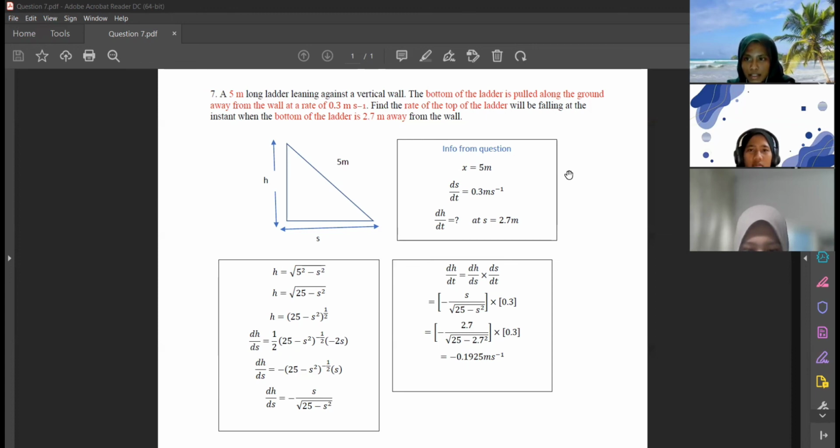0.1925 meter per second. So the rate of the top of the ladder is negative 0.1925, which is less than the rate of the bottom of the ladder.